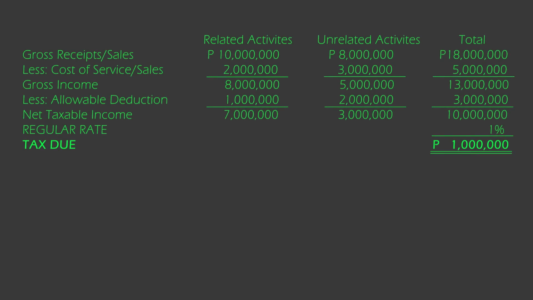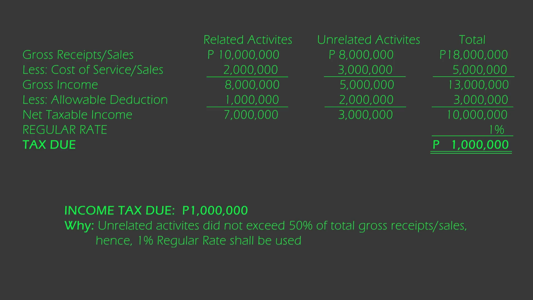In our illustration, the educational institution is subject to an income tax rate of 1% since its gross income from unrelated activities did not exceed 50% of the gross income. Therefore, the tax due is 1 million.